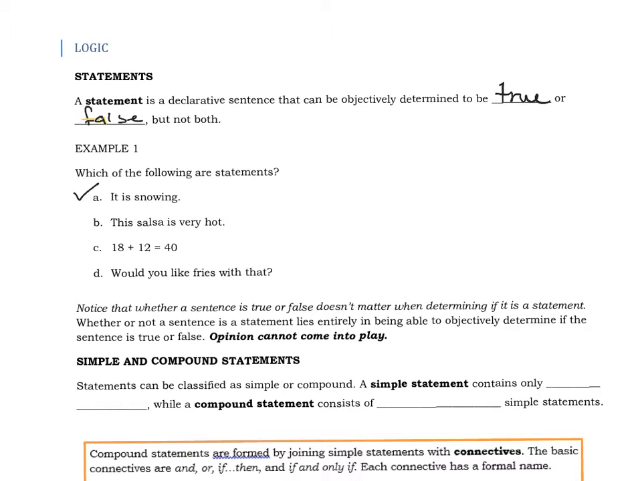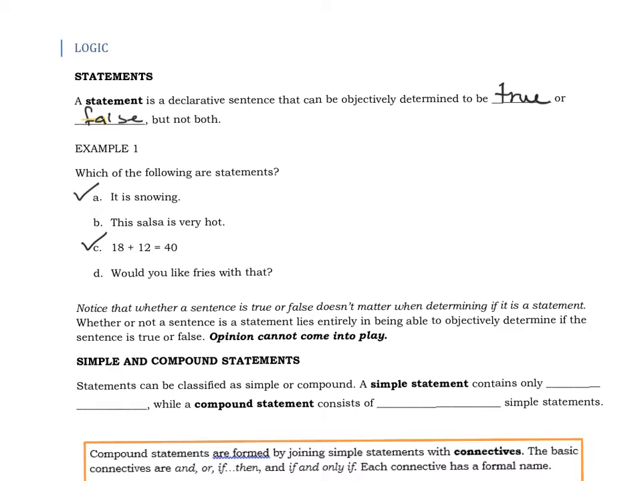18 plus 12 equals 40 is something that can be declared whether or not it's true or false. Would you like fries with that? Is a question. Therefore, it is not a statement, and it cannot be declared true or false. So only A or C are statements because it can be declared whether or not it's true or false.